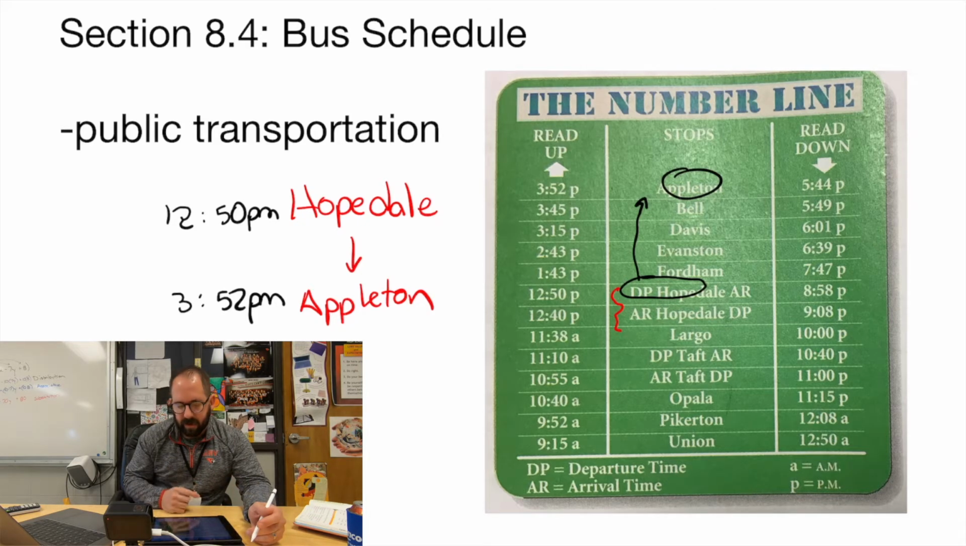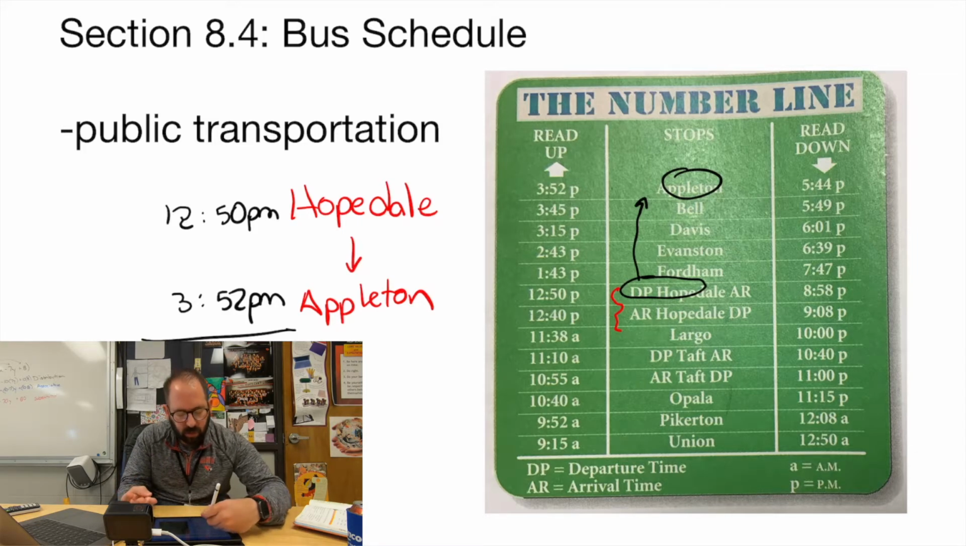So let's just count with our fingers. At 12:50 to 1:50, that's 1 hour. 1:50 to 2:50 is the second hour. 2:50 to 3:50 is the third hour, and then 2 extra minutes. So we're on that bus for 3 hours and 2 minutes.